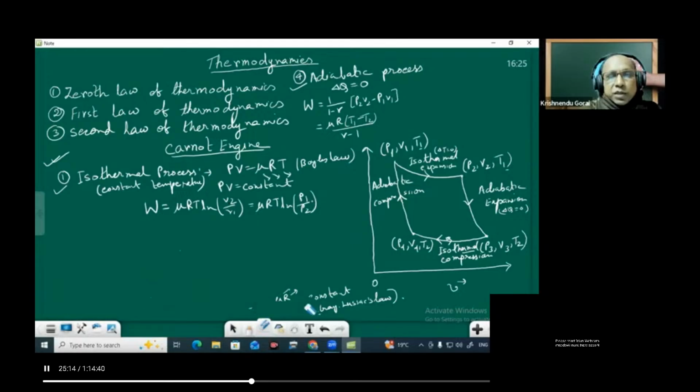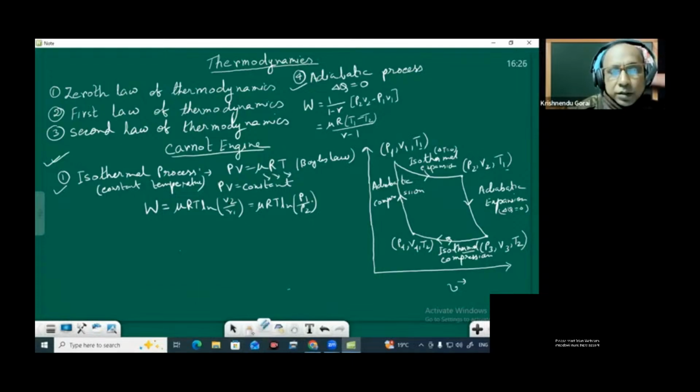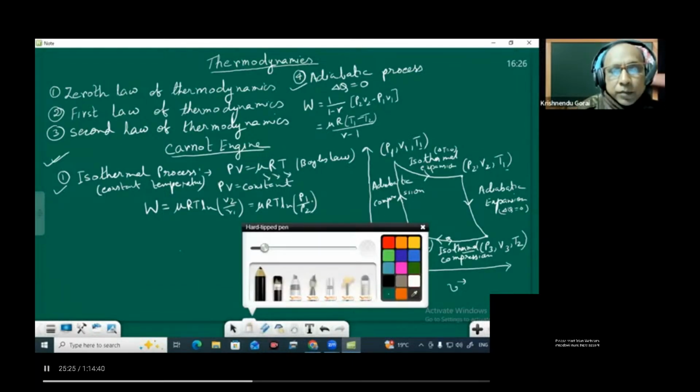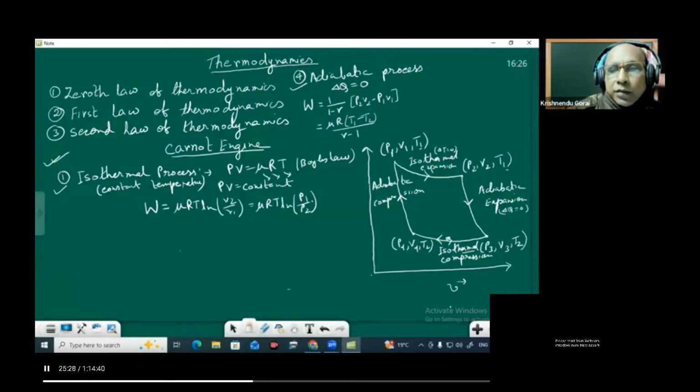And what does cyclic process mean? We started from this point. This is the origin, this is the volume axis, and this is the pressure axis, so this is (0, 0). Now let's say starting from here, you go from A to B, B to C, C to D, D to A. That is a cyclic process. It comes back to where we started, so the final state is the same as the initial one. So this is a cyclic process.